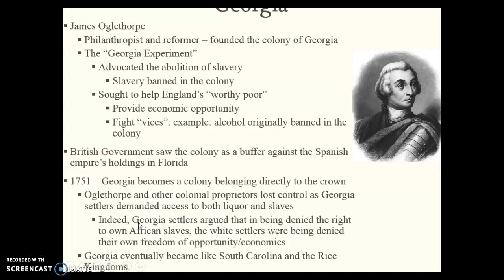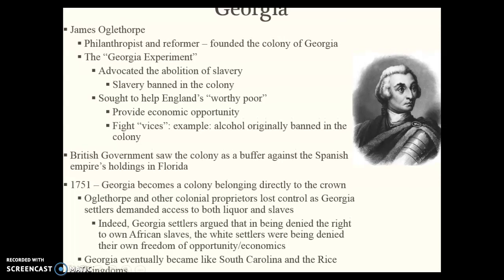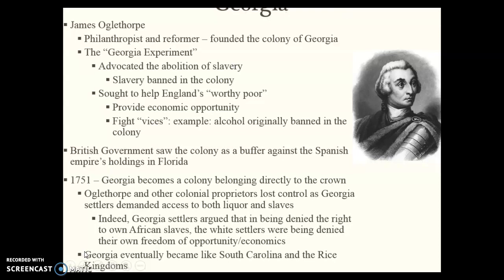They were actually arguing, and this is one of the great contradictions of this chapter, that they would be denied freedom by not being able to own slaves. But that was their argument. Remember that within all of this, as Englishmen are claiming their freedoms, they're taking them away from others along the way. Eventually, Georgia comes to look exactly like South Carolina and the rice kingdoms in terms of wealth, number of slaves, that sort of thing.